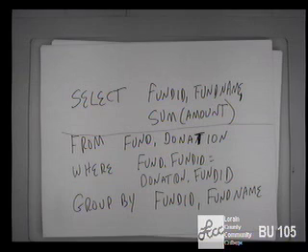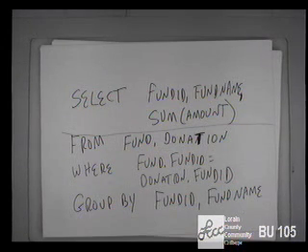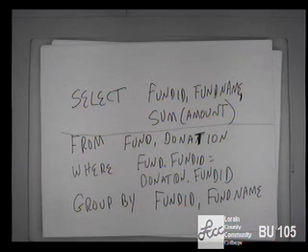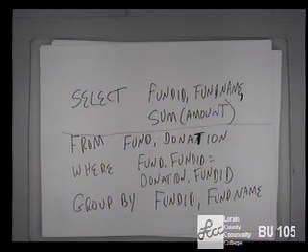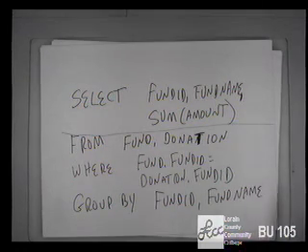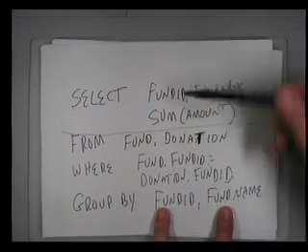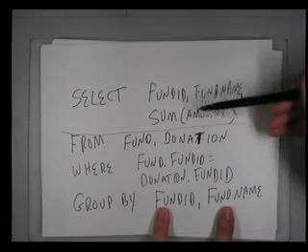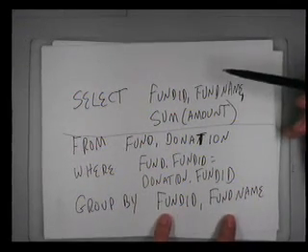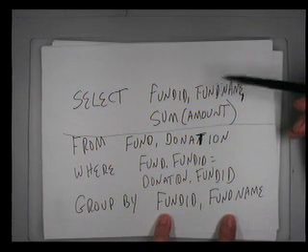We're using more than one table, so we have to match them up. So we say where, how do we match them up? By matching up the keys. So where fund ID equals donation fund ID. And then finally, what on the select line is not an aggregate function? Fund ID and fund name. So therefore, those need to be in the group by clause.